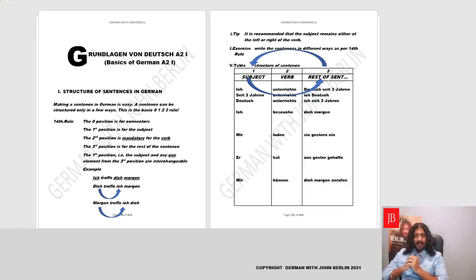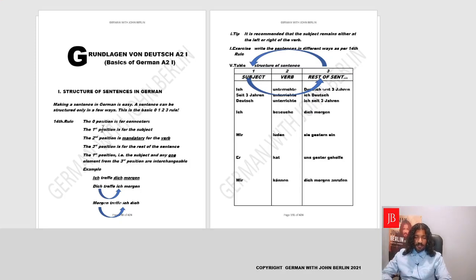Today we'll be beginning the next level, that's the A2 level, A2 Stufe, A2 Niveau. And we'll be beginning with a simple theme, that is the structure of a sentence in German. Now in German, a sentence is structured in which there are four positions we need to understand. And that's the 0, 1, 2, and 3 position. So as you can see, it's written here, the 0 position is for the connectors, which we'll be talking about later. We'll get started with the first 3 positions.